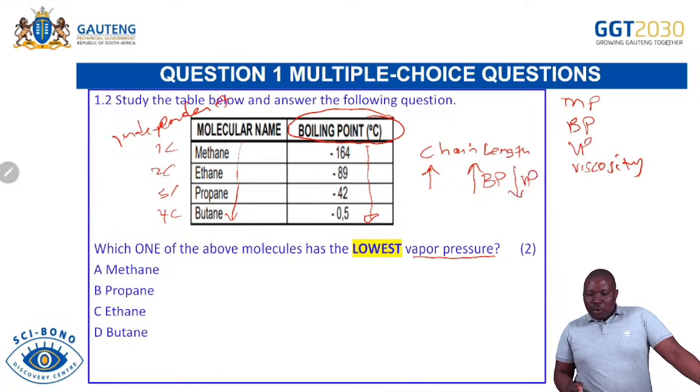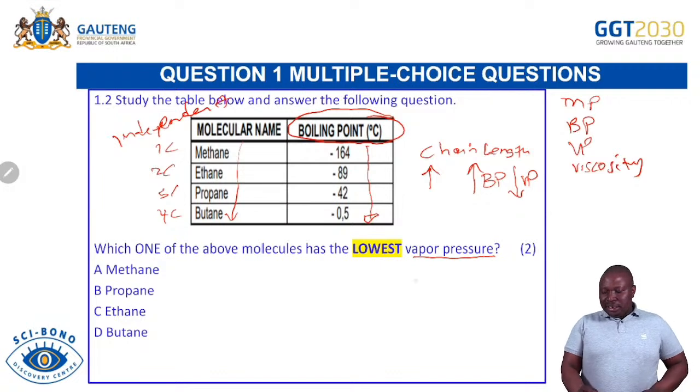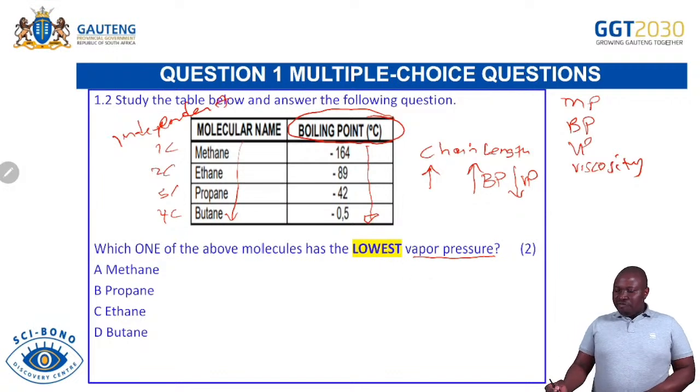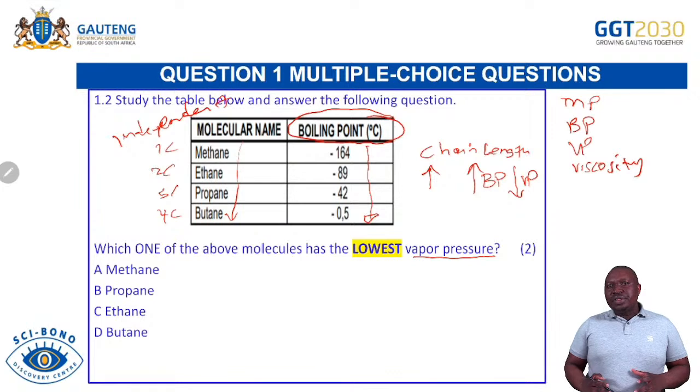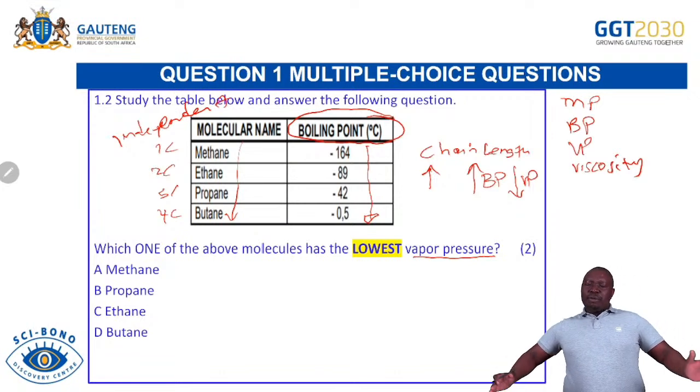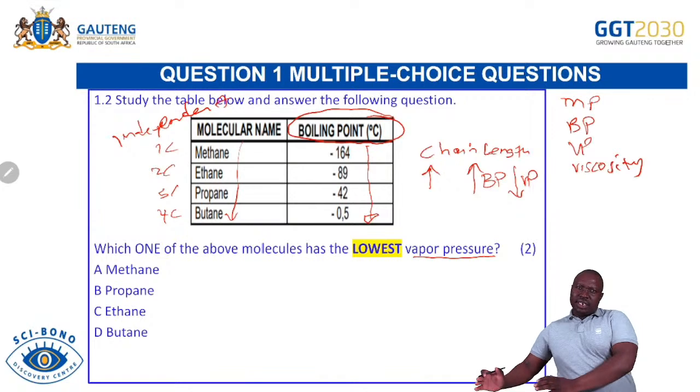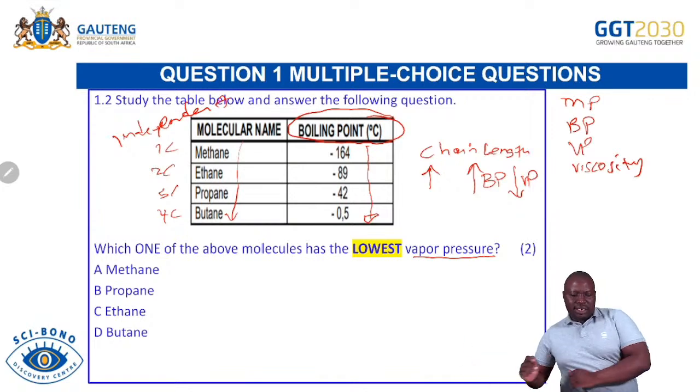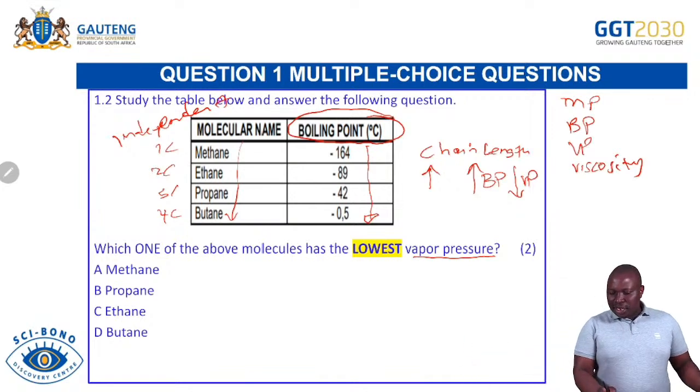So they asked which one has the lowest vapor pressure. So it must be the one with the highest strength of intermolecular force, with the longest carbon chain. Because as the carbon chain increases, the strength increases. As the strength increases, the boiling point increases. As the boiling point increases, vapor pressure decreases. So you're able to see that, okay? So our option would be butane.